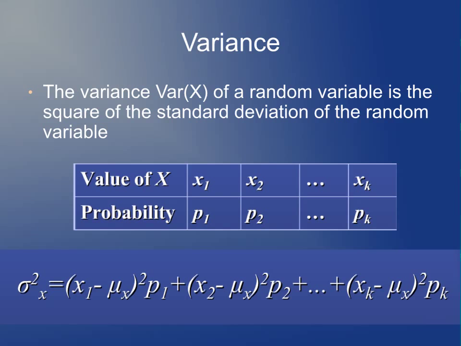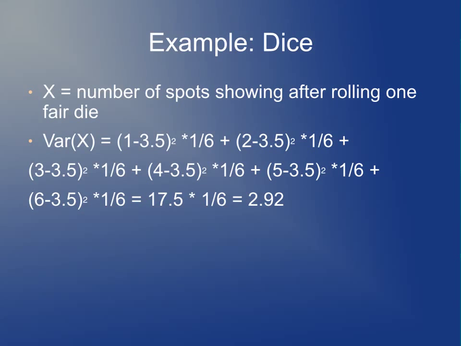The variance of a random variable is the square of the standard deviation of the random variable, and you calculate it similarly to how you would calculate the standard deviation. You take a given value of the random variable minus the expected value, squared, times the probability. So x1 minus the expected value squared times p1, plus x2 minus the expected value squared times p2. Add all those together.